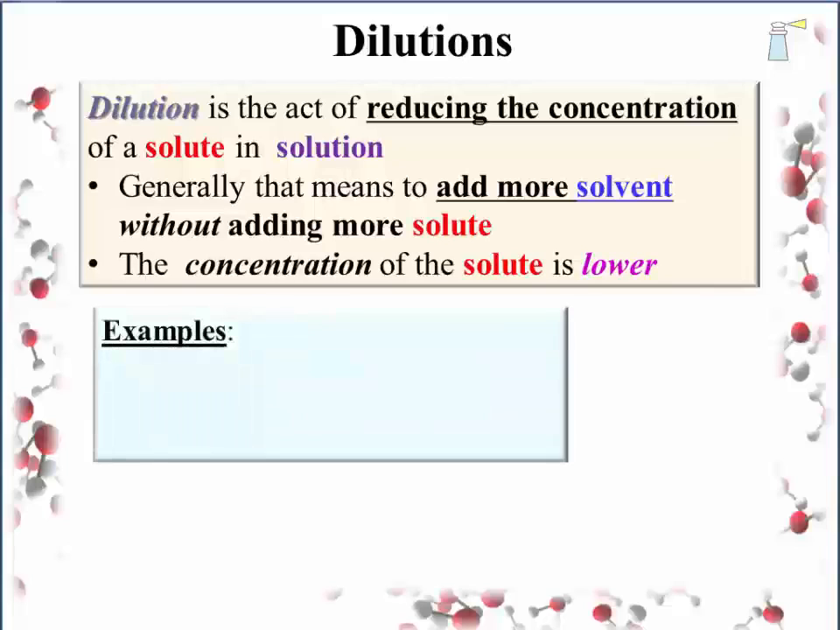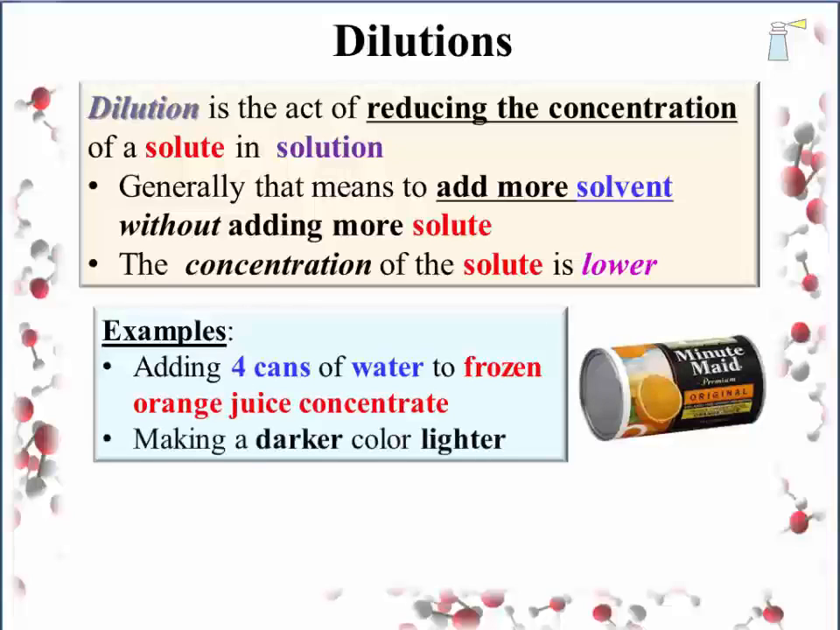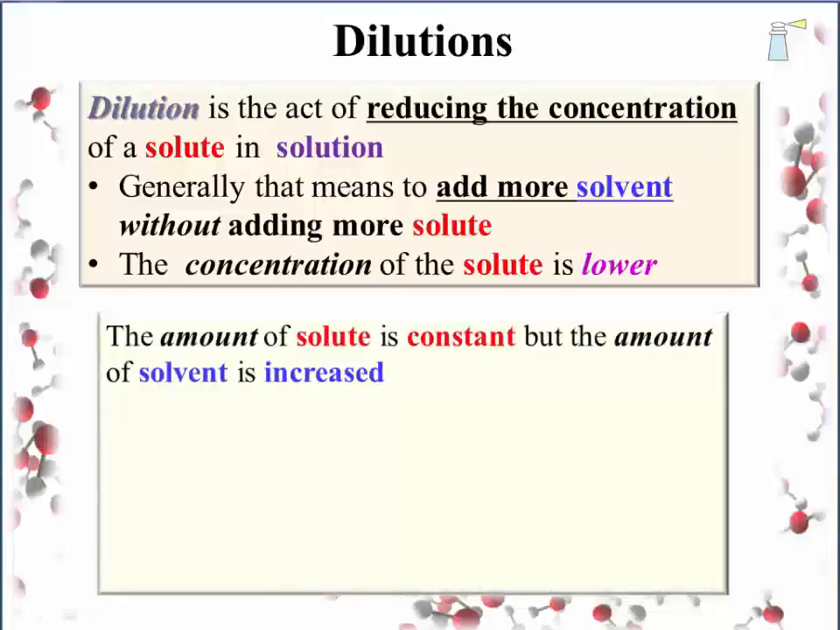Examples that we are familiar with include making orange juice by adding 4 cans of water to frozen orange juice concentrate. Dilutions can come up in art when a darker color is made lighter. In each case, the dilution results in a weaker product. Looking at the practice of making a dilution from a more mathematical perspective, the amount of solute is constant, but the amount of solvent is increased.